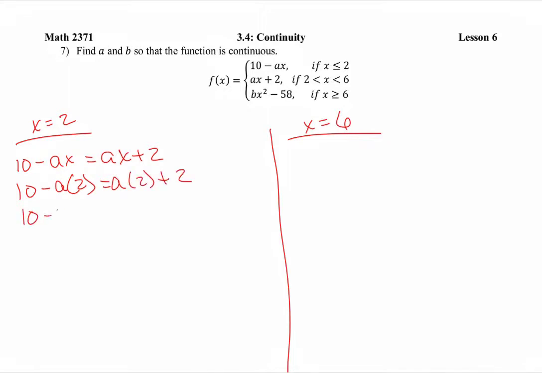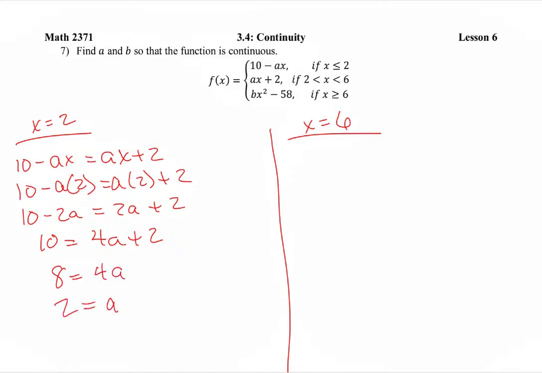So that's 10 minus 2a equals 2a plus 2. So that is 10 equal to 4a plus 2. So that's 8 equal to 4a. So a has to be 2. Now I'm going to use this over here when I need it.